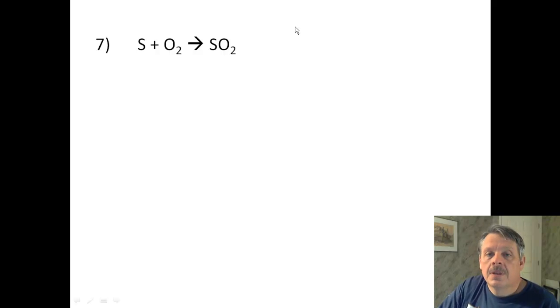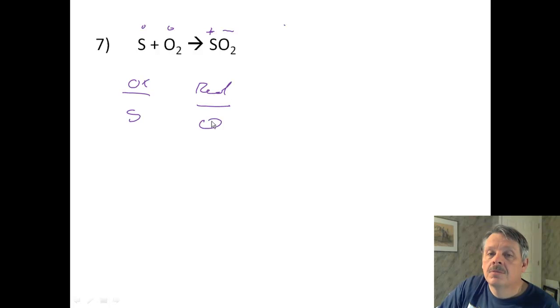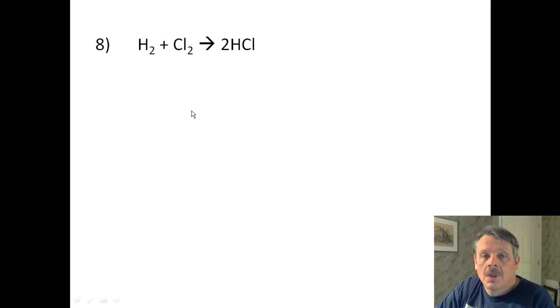All right, here oxygen is going to be negative, which means sulfur in this case has to be positive. That does look unusual, but that is what happens. So they both have no charge over here, so sulfur is losing, and oxygen is gaining. So sulfur is oxidized, and oxygen is reduced. Okay, we're about halfway there.